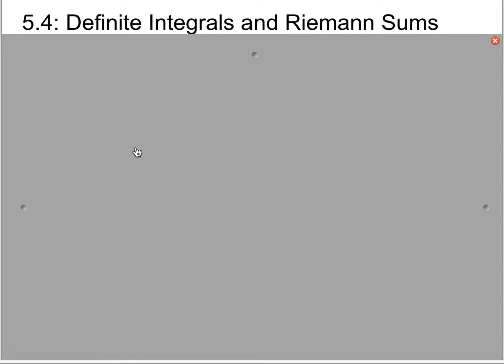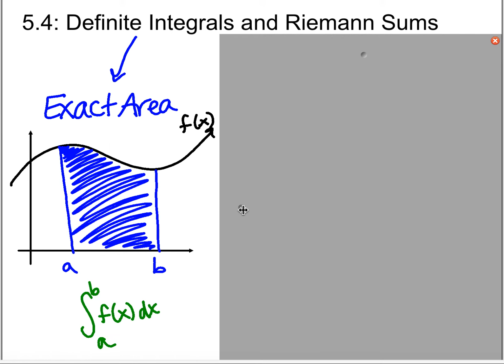So section 5.4 covers definite integrals and Riemann sums. Definite integrals we touched on very briefly in chapter 1, talking about counting the squares and trapezoids, so figuring out the area under the curve. We're going to learn another way to estimate the area under the curve. But just a reminder, a definite integral is a way to find the exact area under the curve. And so we've been using tools to approximate that area.